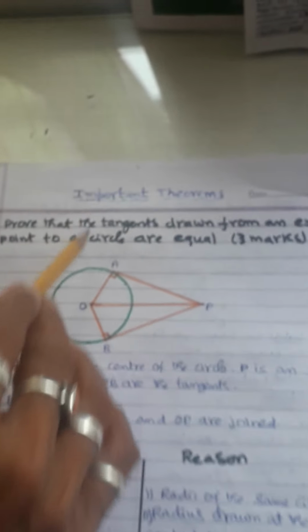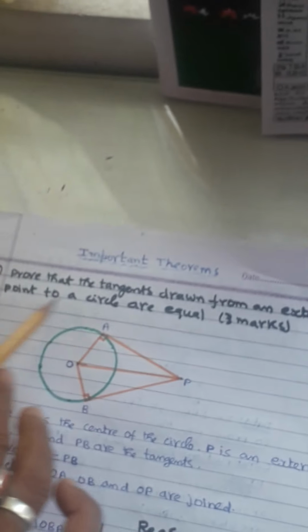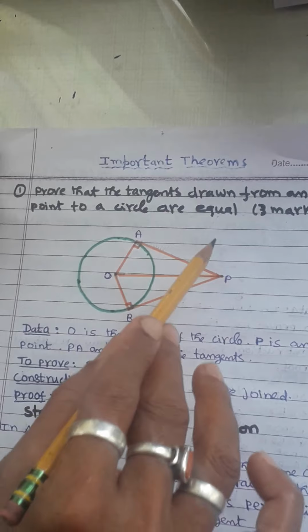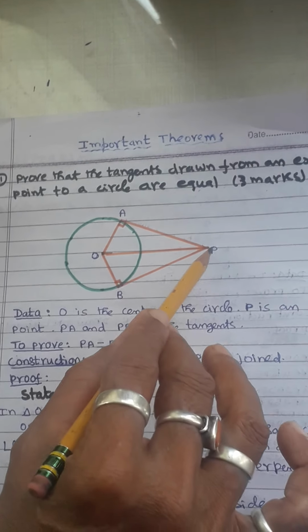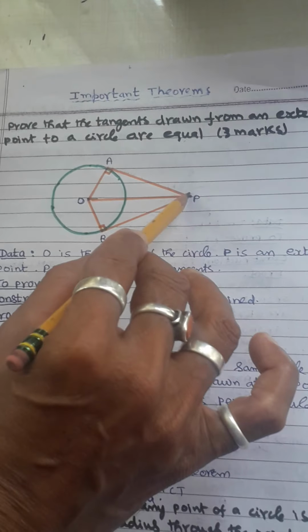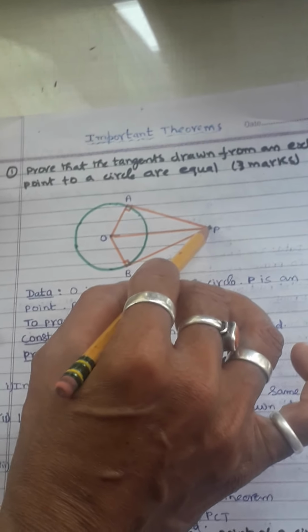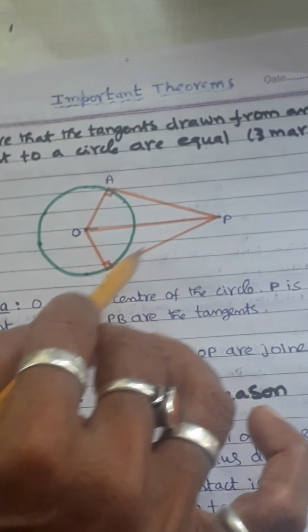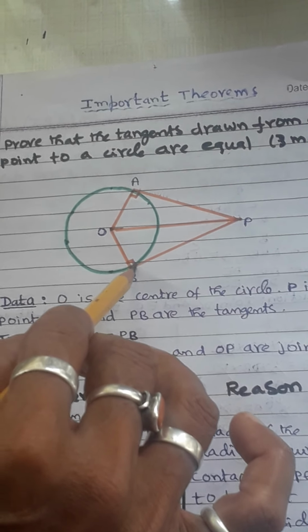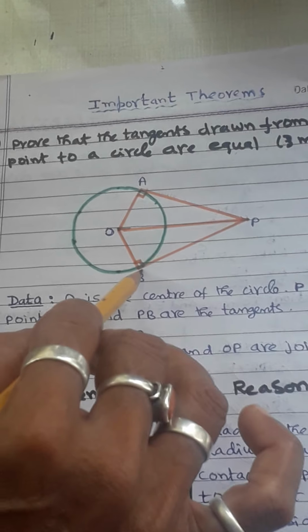See, now the first theorem is: prove that tangents drawn from an external point to a circle are equal. So this will come for 3 marks. What is the meaning actually? You know what a tangent is? There is a circle and some external point. If you draw a line and that line touches at only one point on the circumference of the circle, that is what we call a tangent.